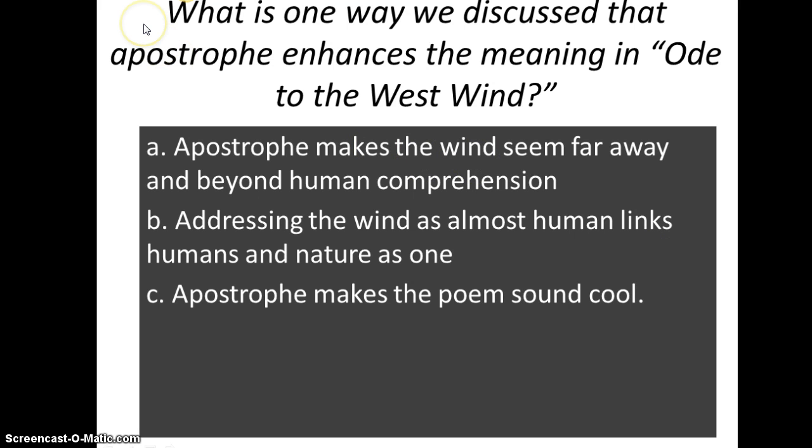So for the Phrase That Pays quiz, here is the question. What is one way we discuss that apostrophe enhances the meaning in Ode to the West Wind? A, apostrophe makes the wind seem far away and beyond human comprehension. B, addressing the wind is almost human, links humans and nature as one. And C, apostrophe makes the poem sound cool. Hopefully you chose B. B is the answer.